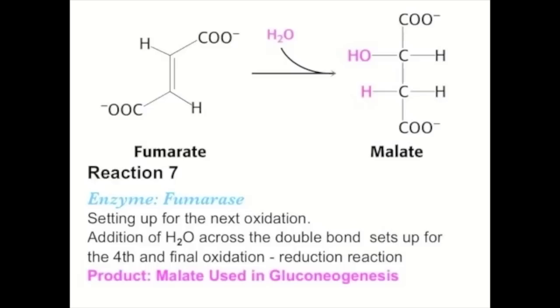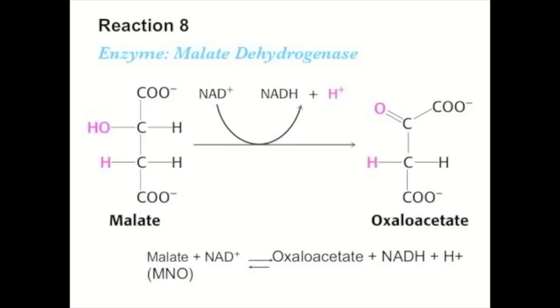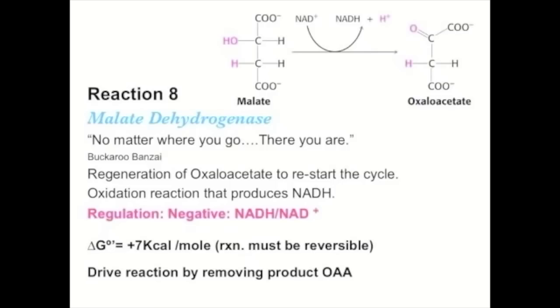We saw this intermediate when we were looking at gluconeogenesis. Malate is an important product, as it can also be used in gluconeogenesis. Reaction 8 is the last reaction, and it's catalyzed by the enzyme malate dehydrogenase. In this reaction, malate is oxidized and NAD+ is reduced. And the products are NADH plus a proton and oxaloacetate. And so with reaction 8, we're back at the starting point. We've regenerated oxaloacetate to restart the cycle.